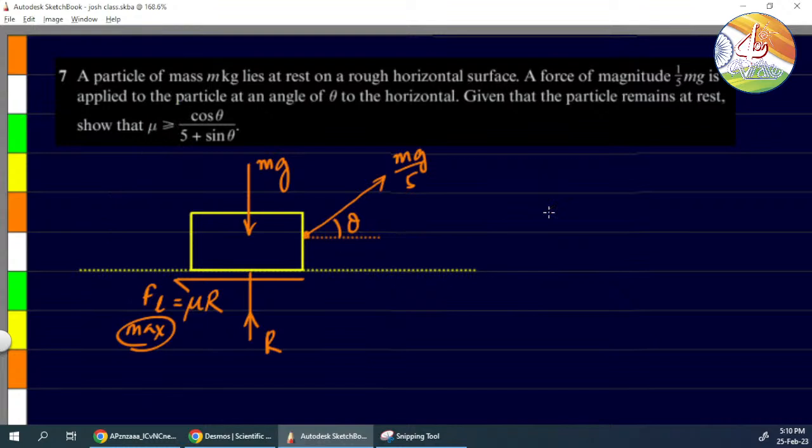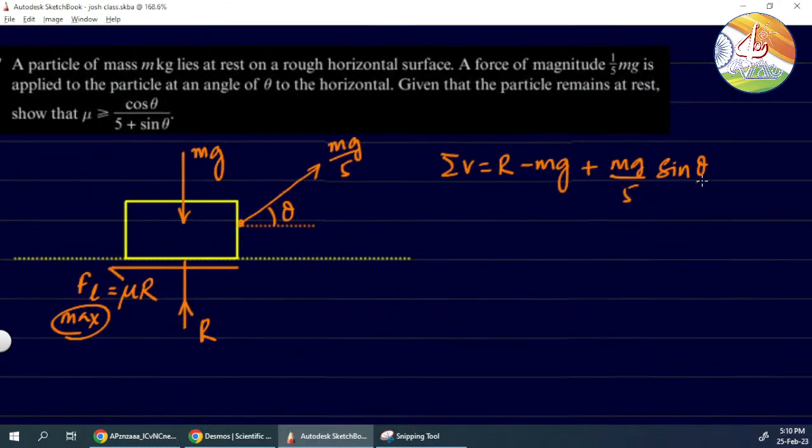Again we have to start with the vertical components. R is acting upwards, mg is downwards, and the vertical component of mg by 5 is acting upwards, that is sin theta. This total should be equal to 0, and I get the value of R. On the other side, mg I can take common, I'll be left with 1, and this becomes minus sin theta by 5, correct?